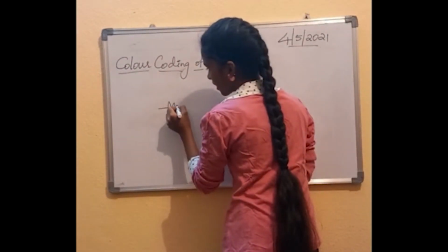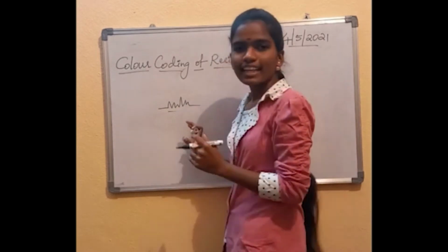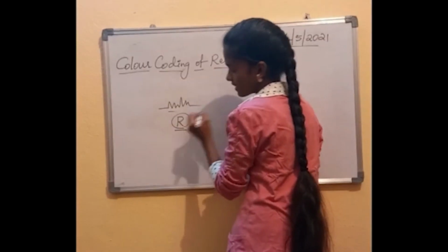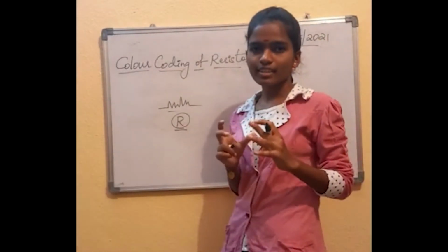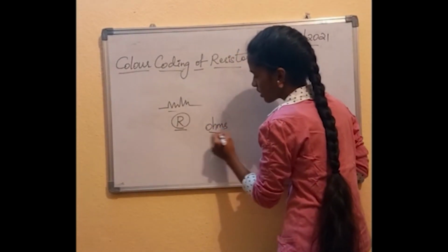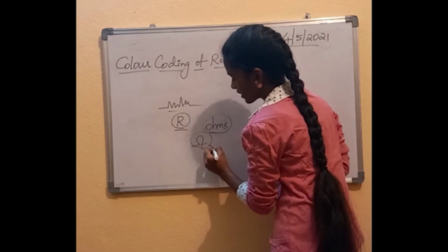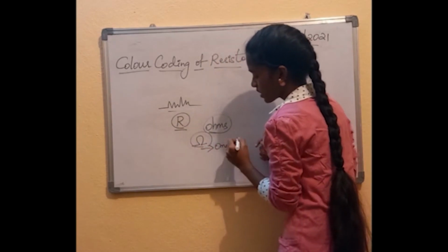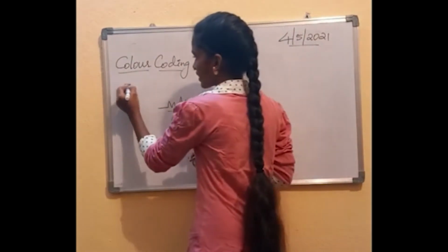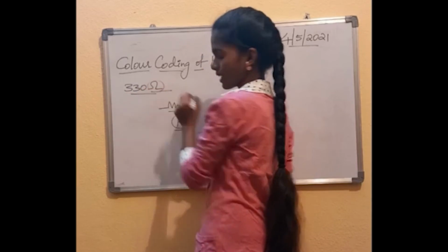Friends, do you know this? This symbol is used to indicate a resistor on a circuit, right? R is used to indicate the resistor, and the units of the resistor can be expressed using ohms. This ohms is shown with the symbol omega. If the value of a resistor is 330 ohms, it can be shown as 330 Ω. This is omega.